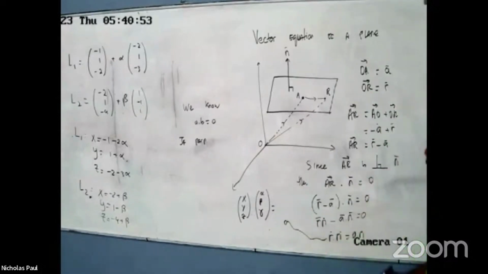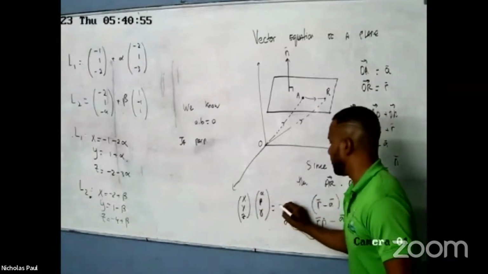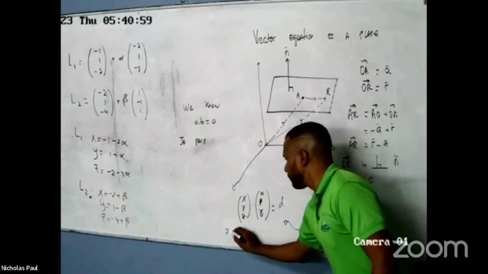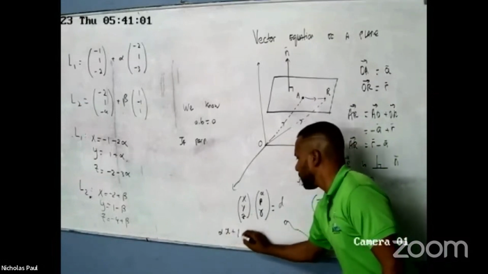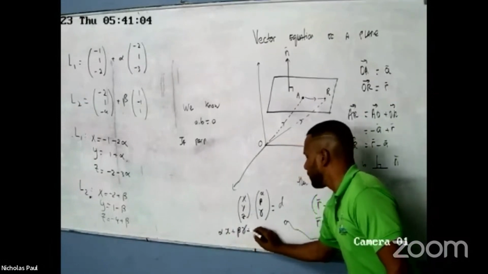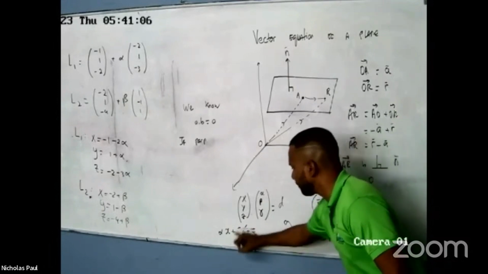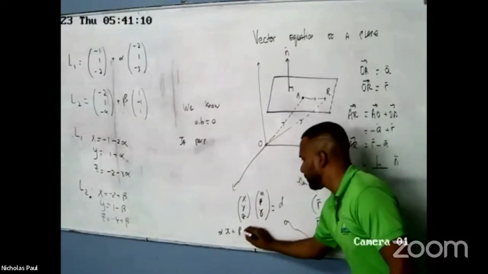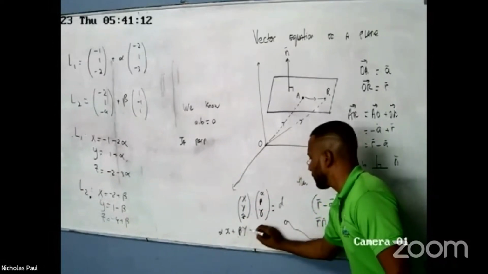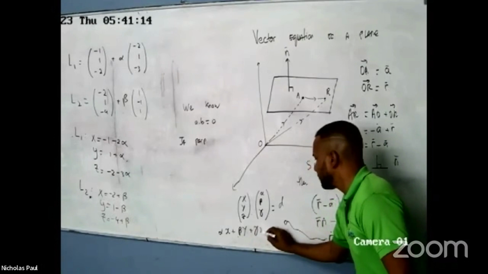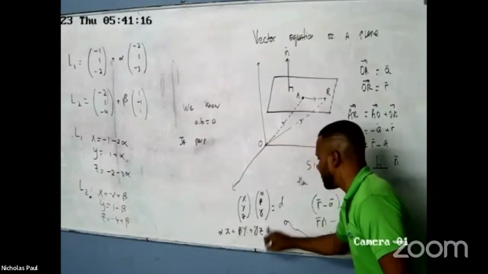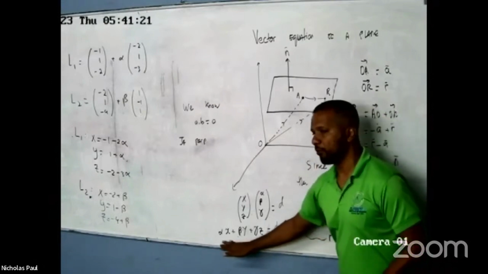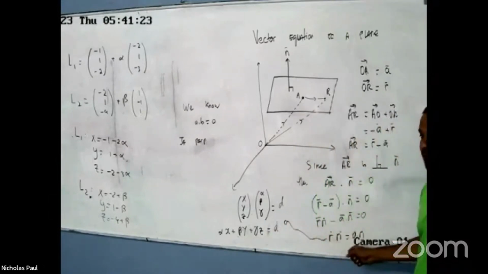When you multiply this out, you'll get some value. Let's call it d. So alpha x plus beta y plus gamma z is equal to d. This is the Cartesian form. This is the vector form.